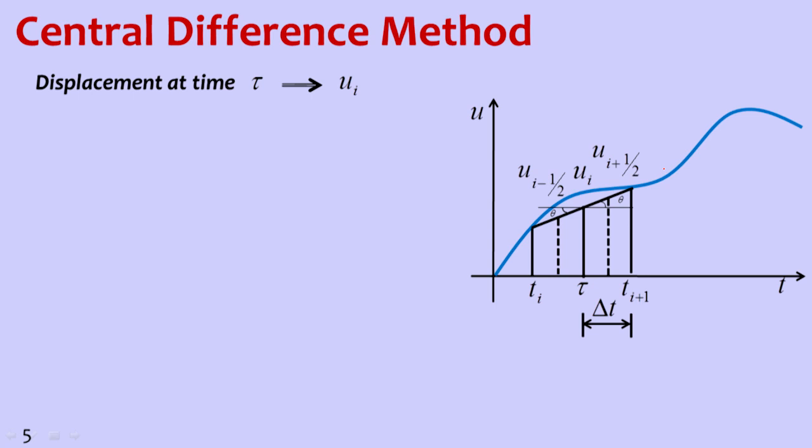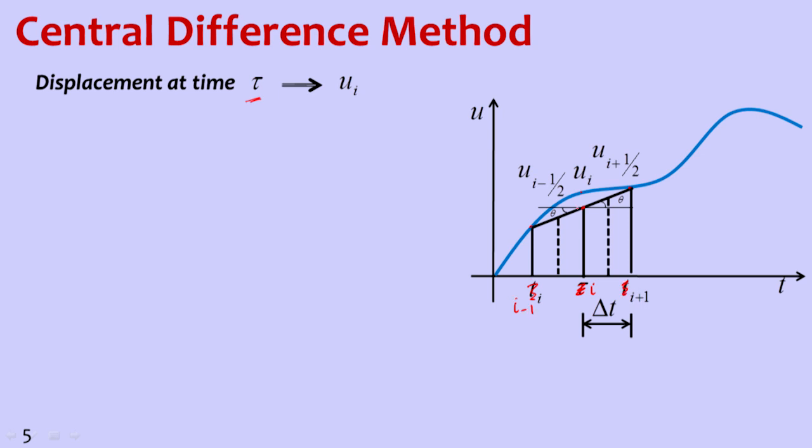Let me explain. If we take a time instant, say tau, which is in between t i and t i plus 1, and we want to get the velocity or displacement at this point, you can see this one. Actually, displacement is here and displacement is here. These are the displacement values. This is the displacement function. At t equal to t i, the displacement value is u i. So, this one is i minus 1, this is i plus 1.